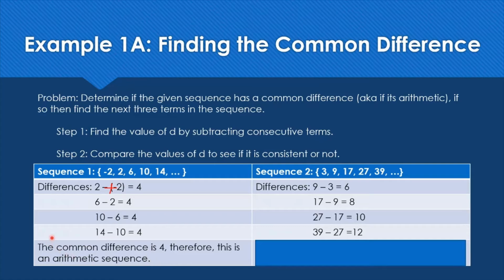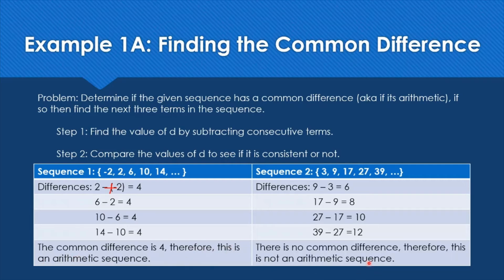And then the bottom here just summarizes that. The common difference of this first sequence is 4, therefore this is an arithmetic sequence. And then there is no common difference, therefore this is not an arithmetic sequence.